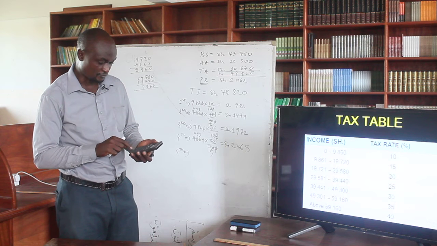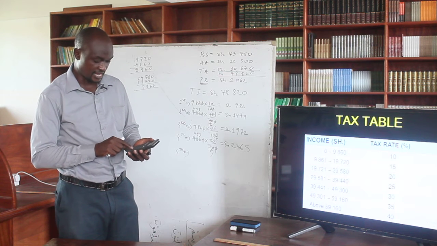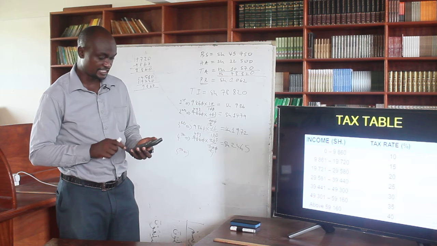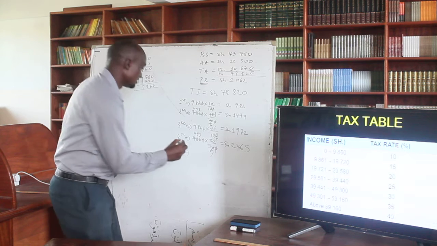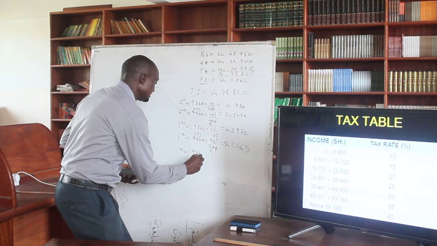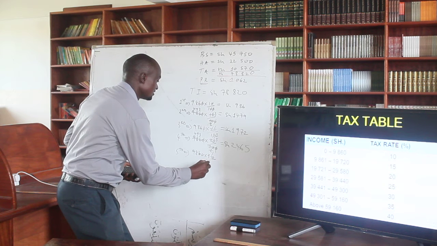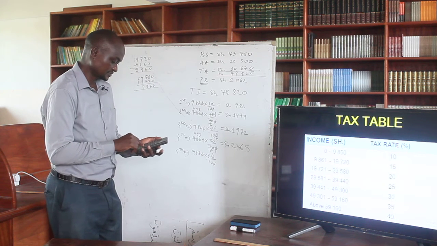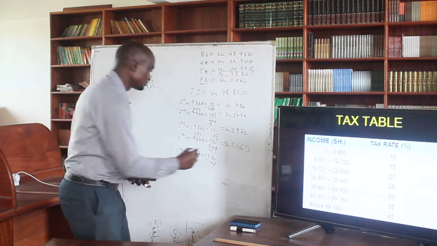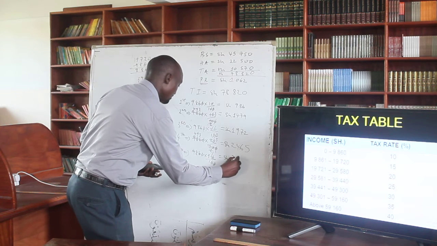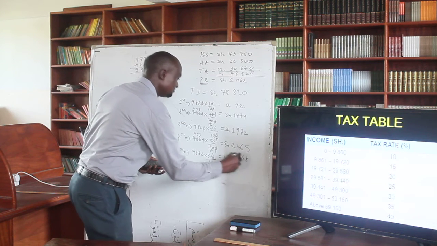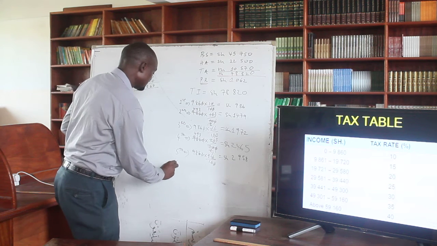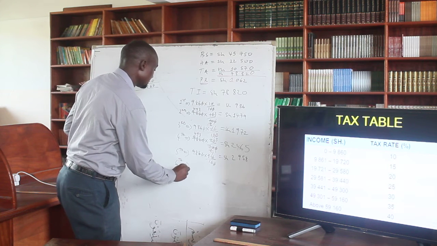So 49,300 less 39,440 gets the same amount. So 98.60 multiplied by 30%. The zeros will cancel out, and you get that to be 2,958.